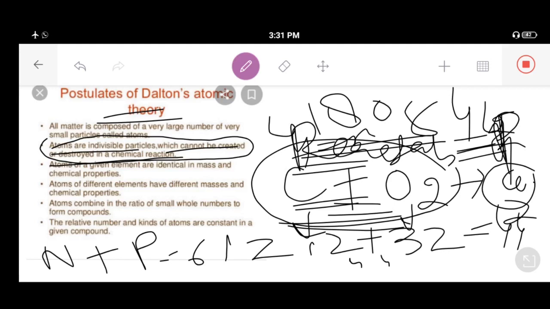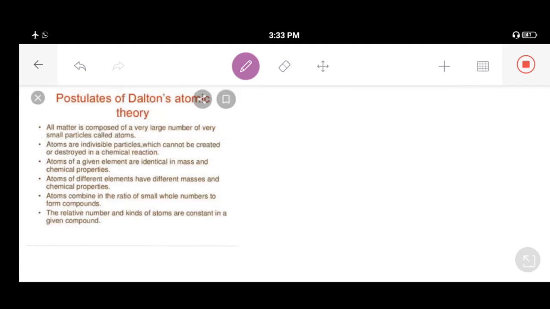That's why I told you that Dalton proposed this theory based on the laws of chemical combination. So the second postulate of Dalton's atomic theory is in accordance with the law of conservation of mass, which states that during a chemical change, the mass of the reactants is always equal to the mass of the products. So regarding this postulate, atoms are indivisible particles which can't be created nor destroyed in a chemical reaction. Let's discuss some more postulates.